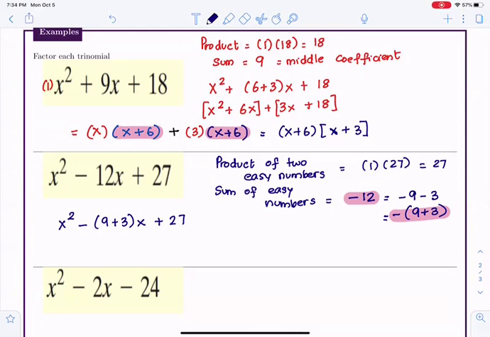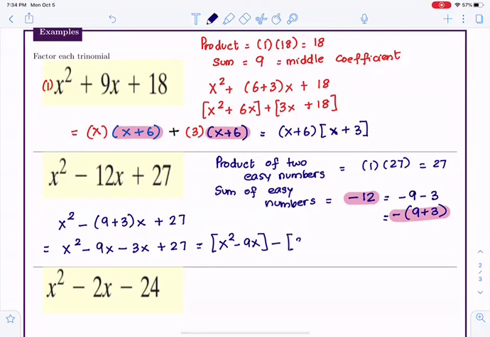I can distribute the x like I did previously: x squared minus 9x minus 3x plus 27. Now I have to group terms. So x squared minus 9x would be the first group. Since I see a negative, it's best to pull that negative out and write the other group as 3x minus 27.